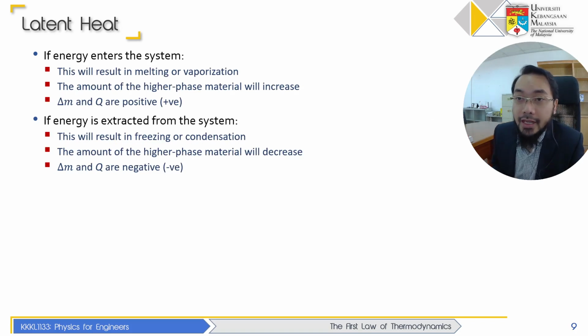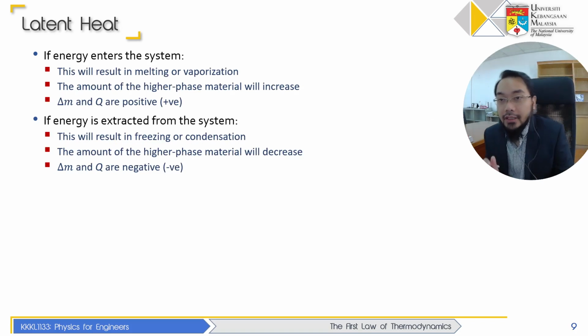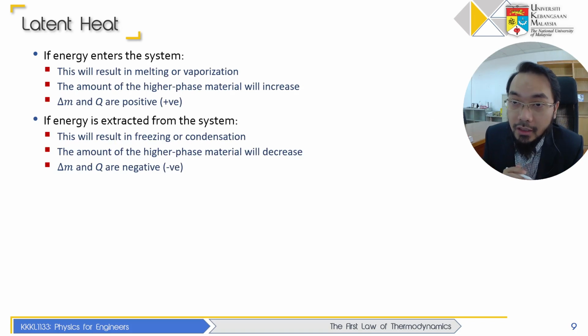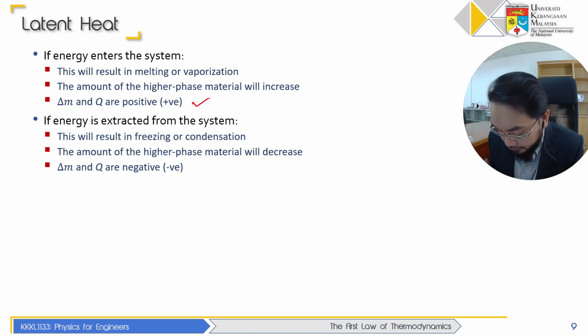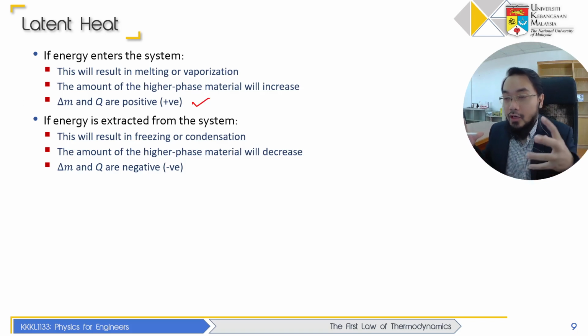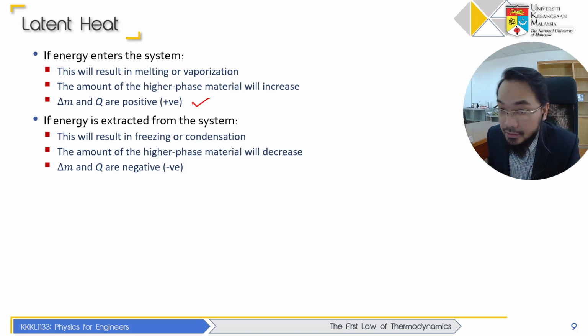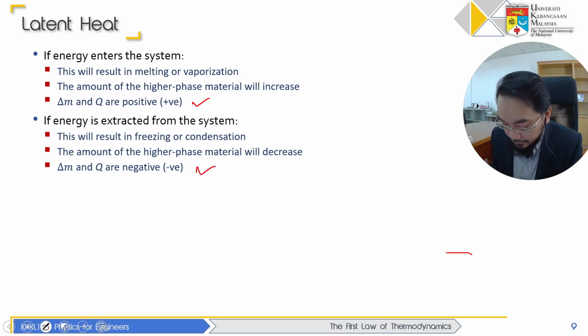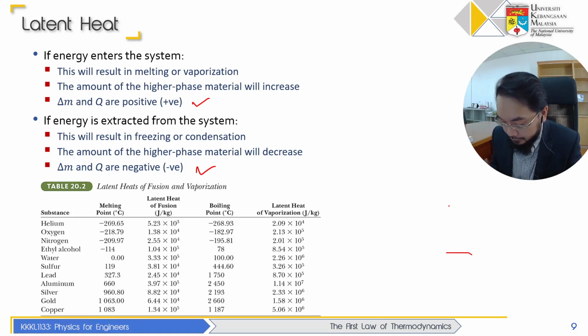If energy enters the system, this will result in melting or vaporization. The amount of higher phase material will increase. Delta M and Q are always positive. If energy is extracted from the system, that means you are cooling down the material, this will result in freezing or condensation. The amount of higher phase material will decrease and delta M and Q will be negative.